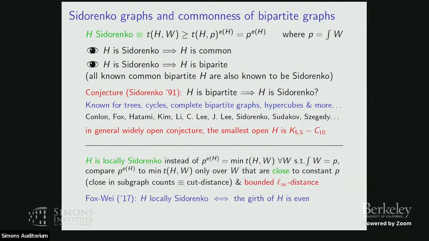Okay, it seems that there is a nice conjecture characterizing Sidorenko graphs, but it also seems that we are very far from understanding it. Well, in the local regime, we actually do have a full understanding. It was proven a few years ago that a graph H is locally Sidorenko exactly when the girth of H is even, and by girth I mean the length of the shortest cycle in H.